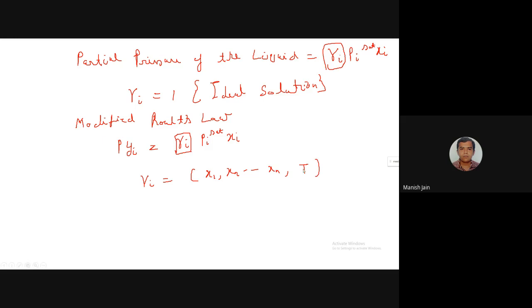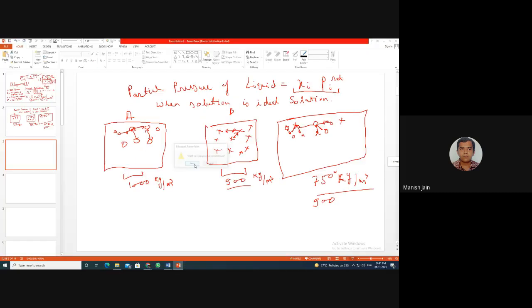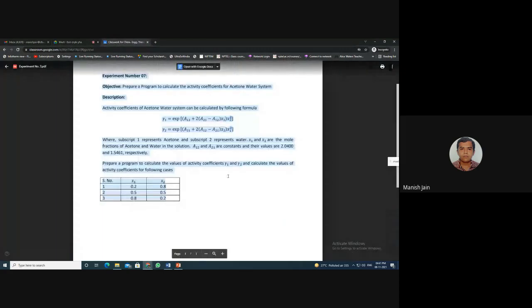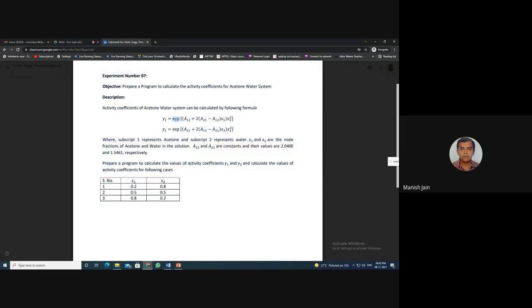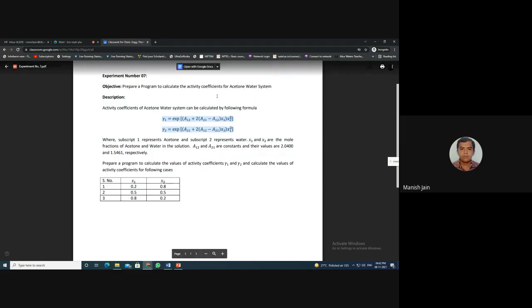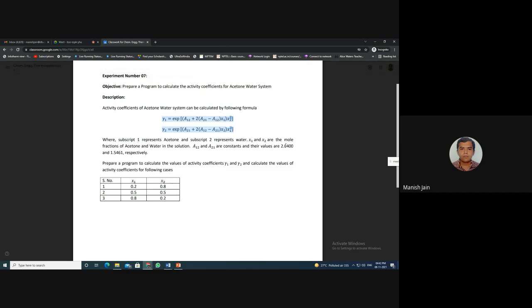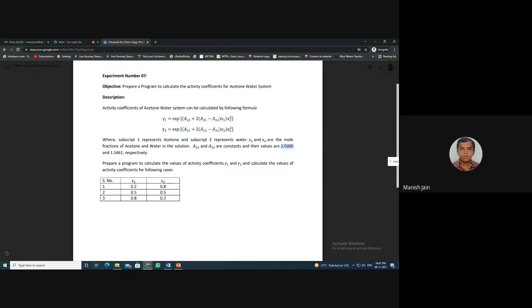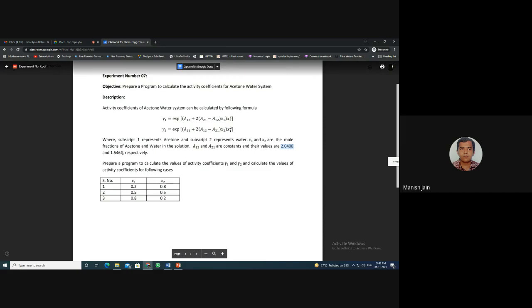Activity coefficient can be calculated by several equations. One equation is based on the Gibbs-Duhem equation. In experiment number 7, I have given you two equations which can be used to calculate the activity coefficient of the acetone-water mixture. One represents the acetone, two represents the water. A12 and A21 are constant values given here, 2.0400 and 1.5461.